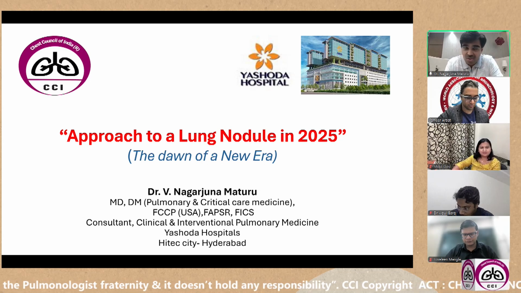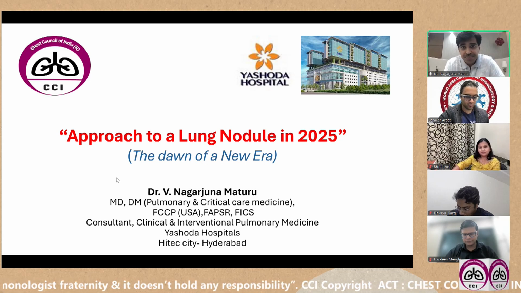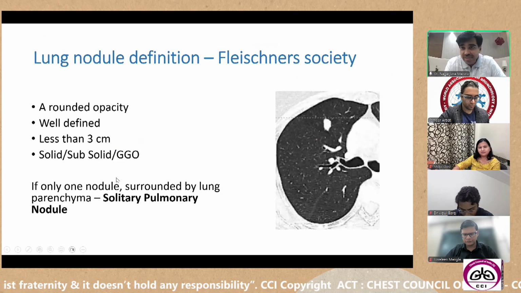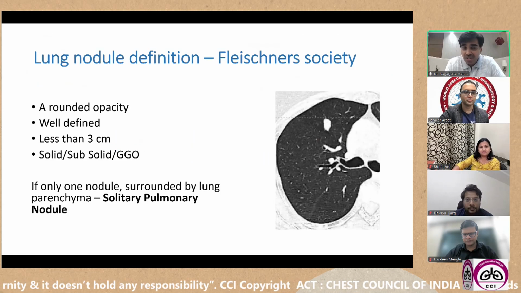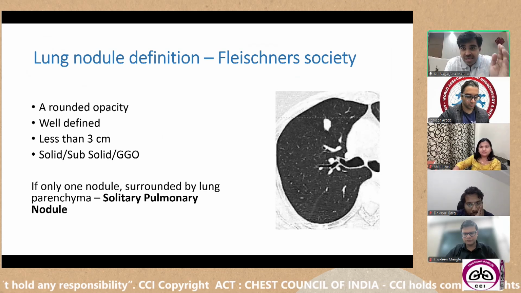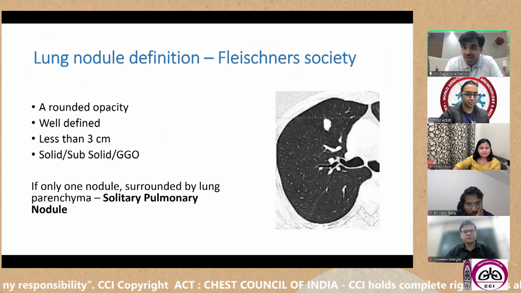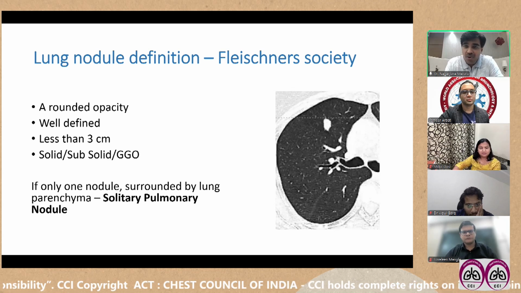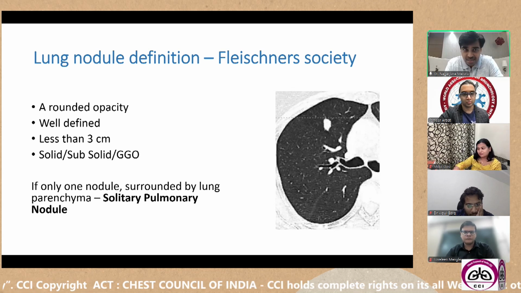So we also have a radiologist, so we'll talk about that part also. So first is the definition. I think this is something which we will talk about again, but the most important thing is the size. Anything less than 3 centimeters rounded opacity will be a nodule. Anything more than 3 centimeters will be a mass.